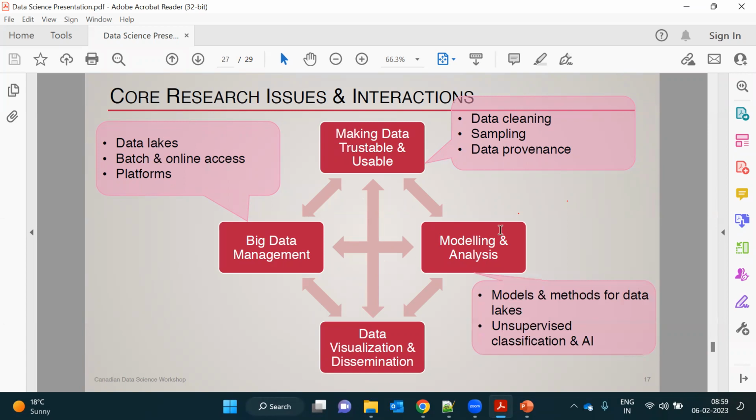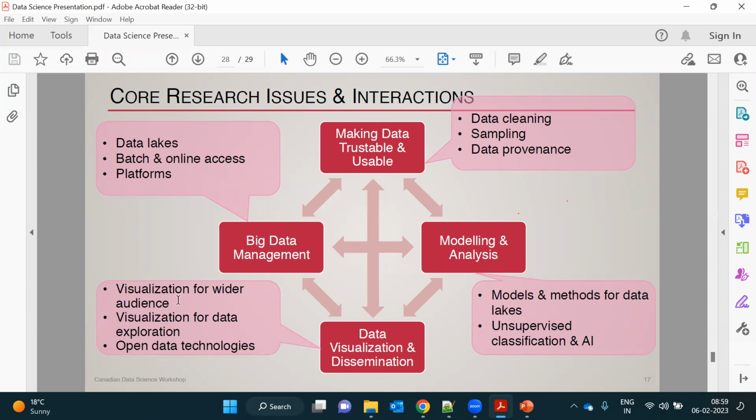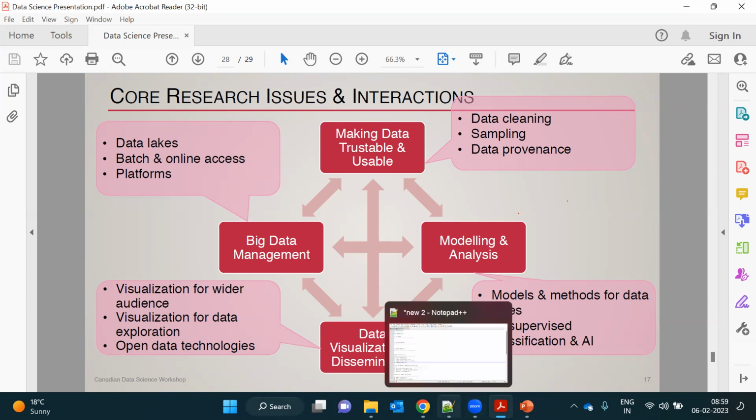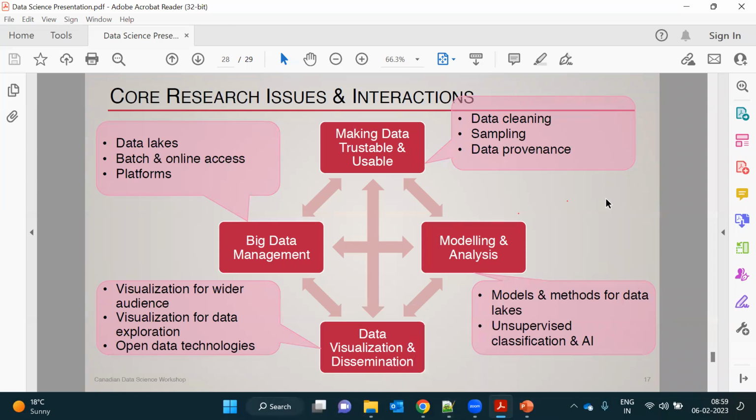What happens in the modeling? Building of the models and building supervised, unsupervised algorithms, predictions, those things happen in the model and analysis. And in visualization, we see what the predictions are, we visualize the data, and we again send the final insights and save it to the clusters. The same thing which has been explained has been shown in a pictorial presentation.